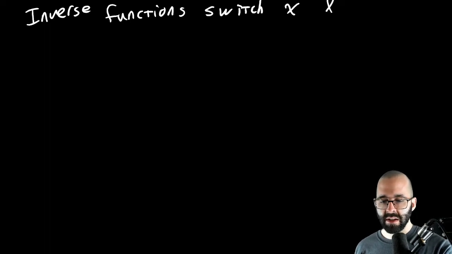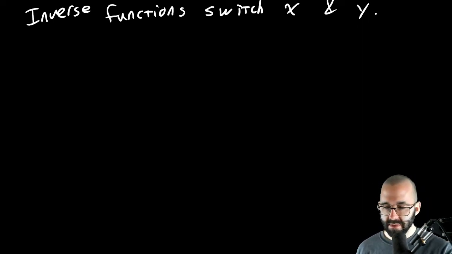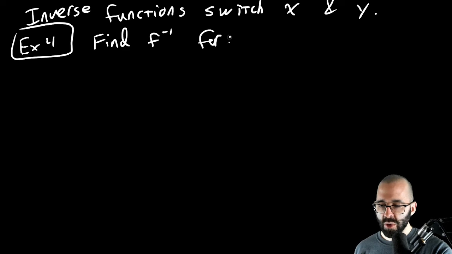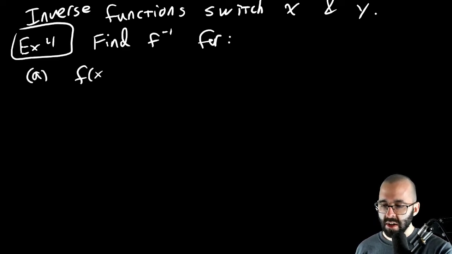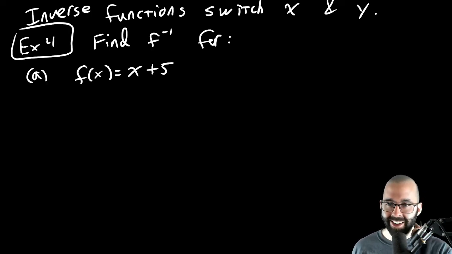Let's summarize this with some harder problems. And again, these harder problems are really just about algebra. Inverse functions switch x's and y's. Switch the inputs and the outputs, the domains and the ranges. So if we look at something like example 4, find f inverse for the following functions. F of x equals x plus 5. We've already used this. How do we undo x plus 5? We subtract a 5. We already kind of know where the answer is going.